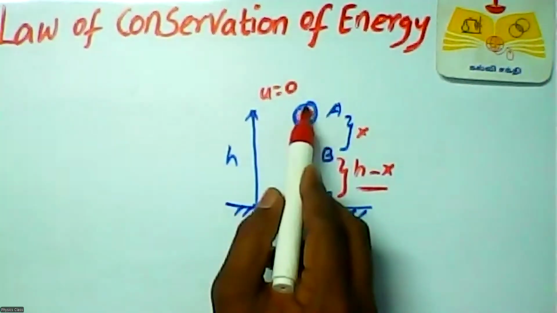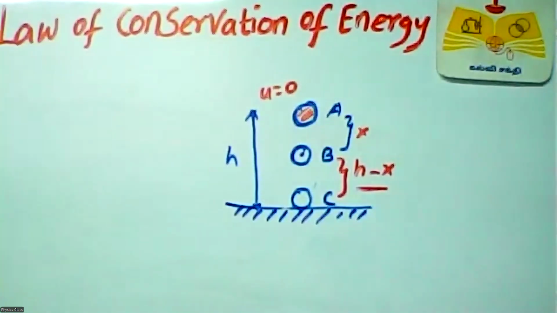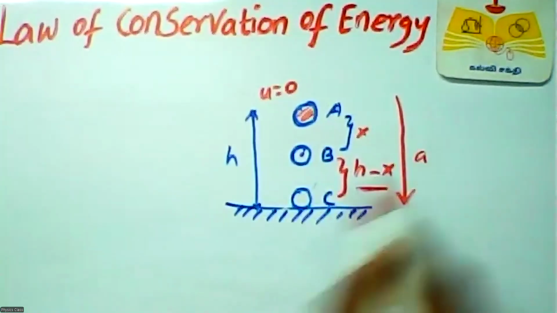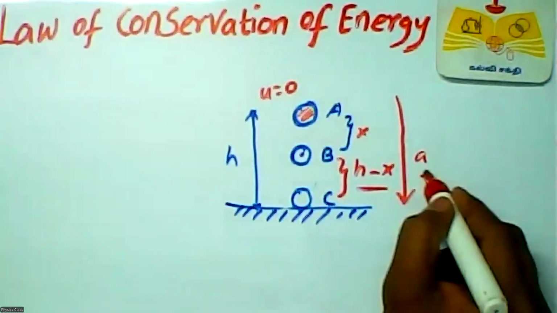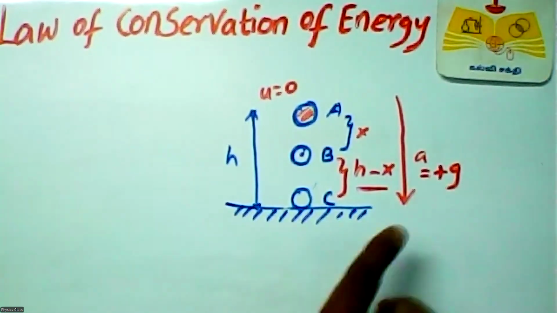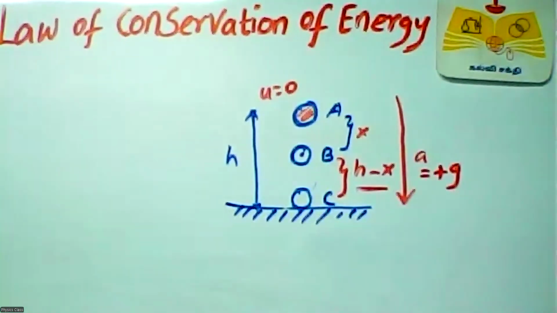The ball falls down here from top to bottom. So the acceleration of the object is equal to plus G. If a ball is moving opposite to the acceleration due to gravity, we can put A is equal to minus G. But in this case, the ball comes down due to acceleration due to gravity only. So A is equal to plus G. Plus and minus are the symbols for direction, opposite or along.